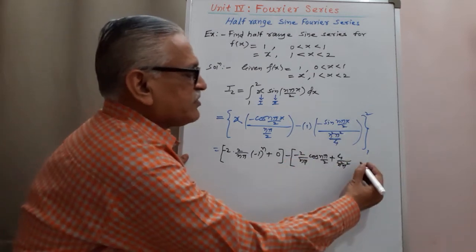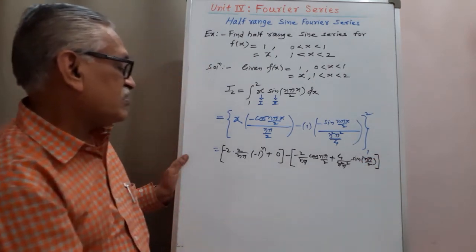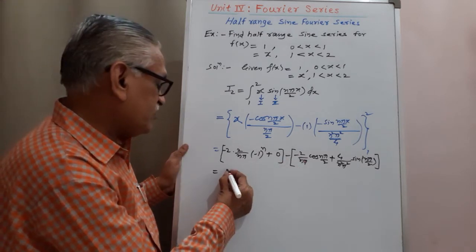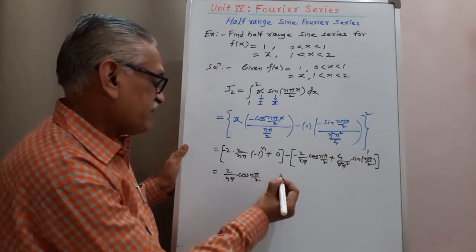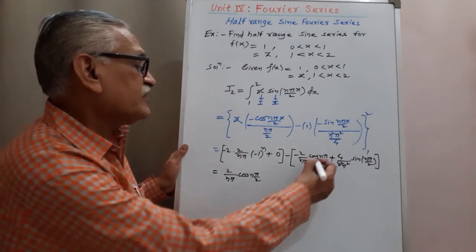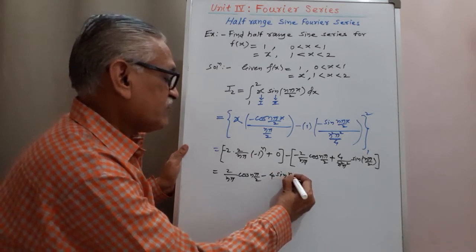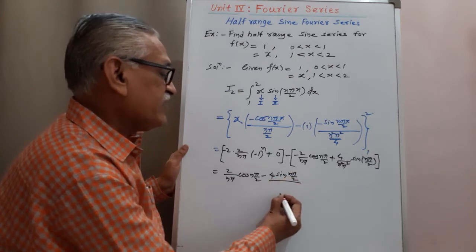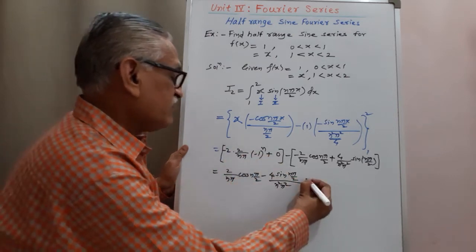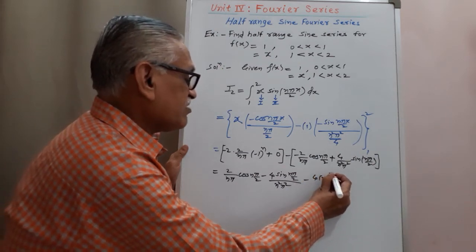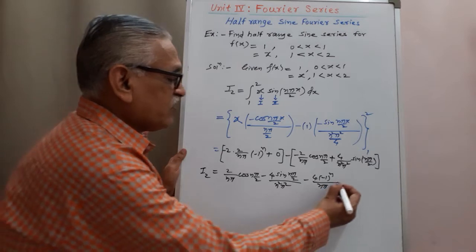When x is 1, this term becomes sine of n pi by 2. This is minus minus plus, therefore it is 2 by n pi cos n pi by 2, then minus 4 times sin n pi by 2 divided by n square pi square, and this one is minus 4 times minus 1 raised to n divided by n pi, as the value of I2. We call this equation number 3.